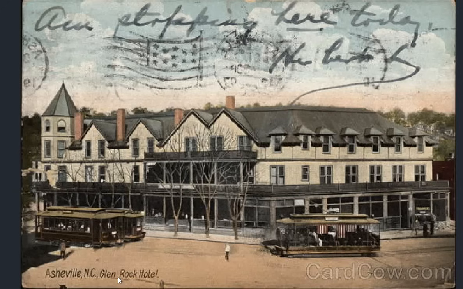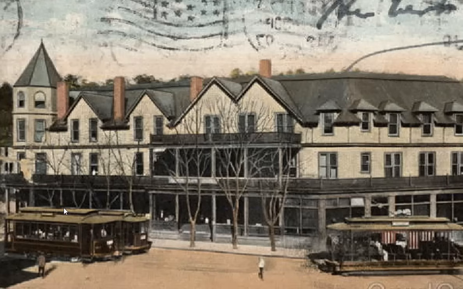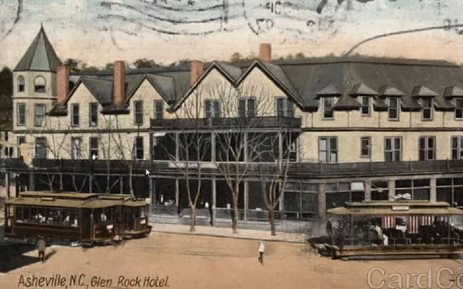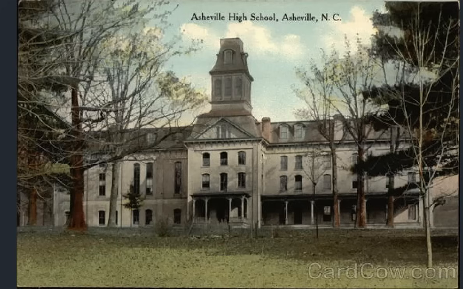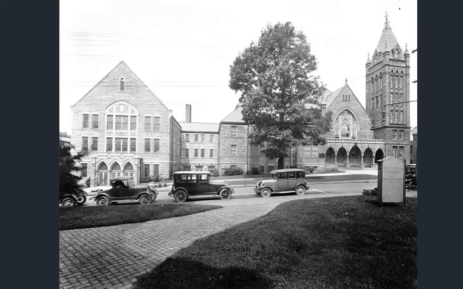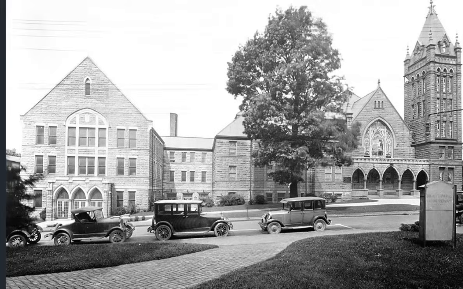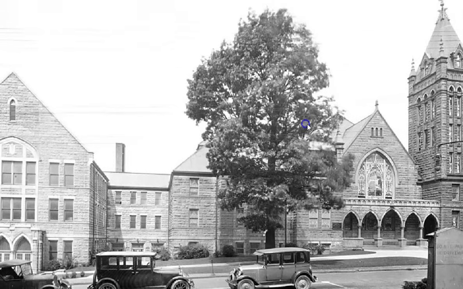The Glenrock Hotel. Again, giving us that glimpse of the streetcar narrative and turret in the corner. The old high school with its tower. The Central Methodist Church. This one is no slouch, to be sure.